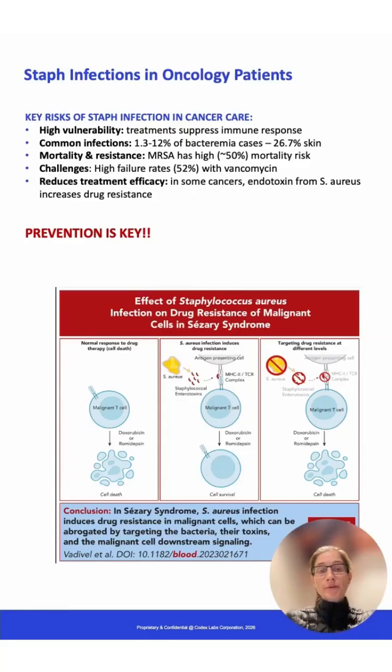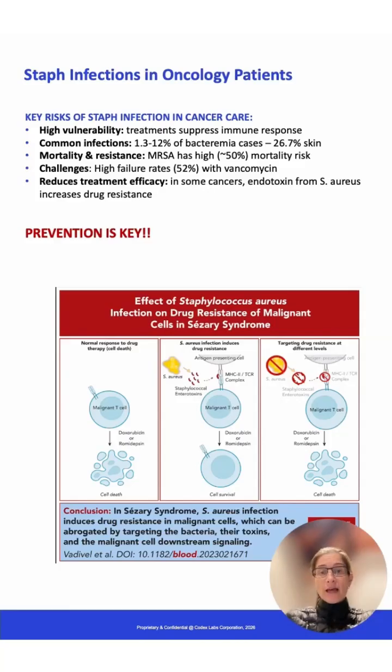Now, what are some key aspects of S. aureus in cancer care, and what do you have to look out for? First of all, S. aureus infections induce high-risk factors. Because people undergoing oncology treatments are on immune-suppressing either chemotherapy, radiation, with frequent hospitalizations, they are at increased vulnerability.